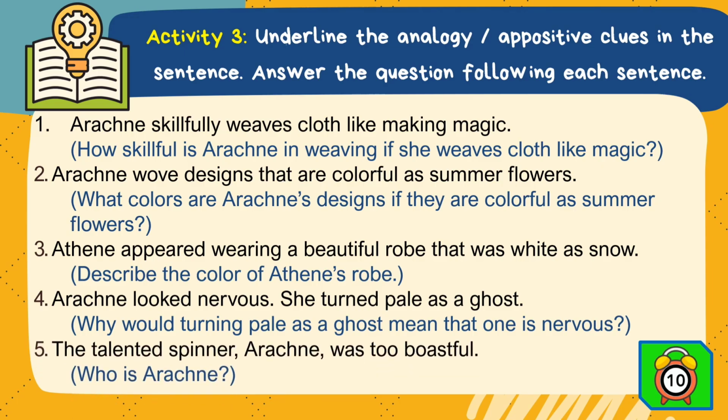And number 5, the talented spinner Arachne was too boastful. Who is Arachne? Now I am going to show you which part of the sentence should be underlined.